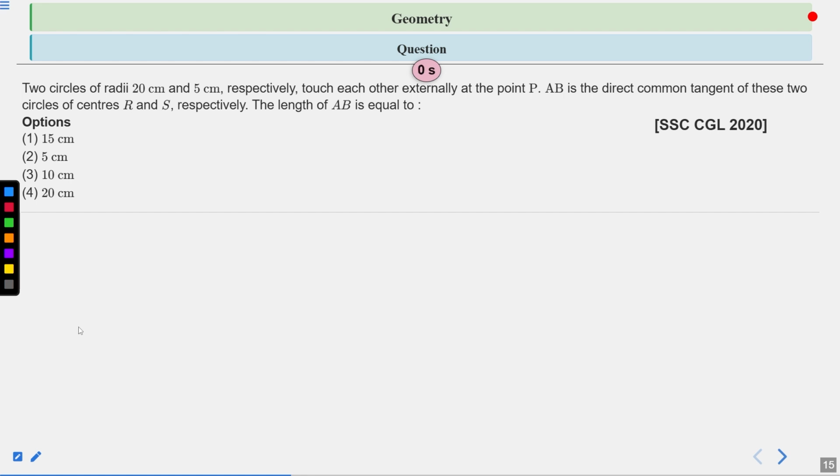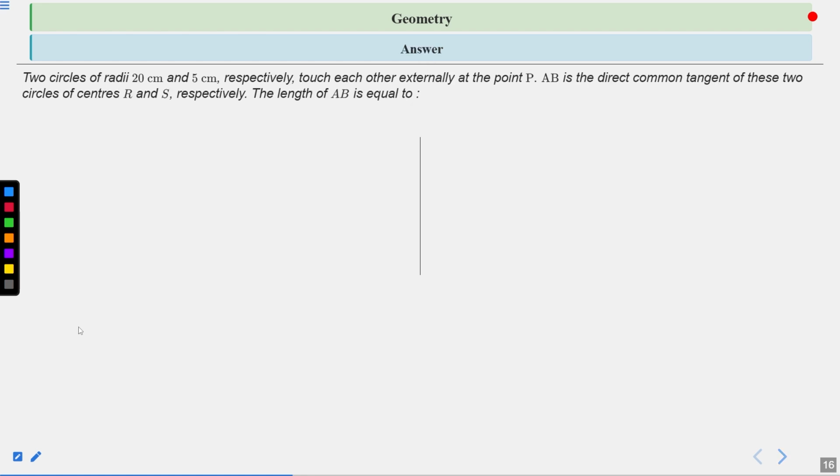Now time's up. Let's see the solution of this question. The question says that two circles of radii 20 and 5 centimeters respectively touch each other externally at point P. AB is the direct common tangent of these two circles with centers R and S respectively. We need to calculate the length of AB. The correct answer of this question is the fourth one, which is 20 centimeters.